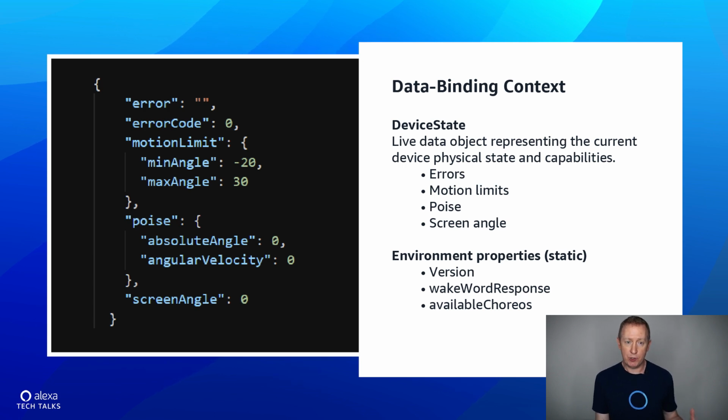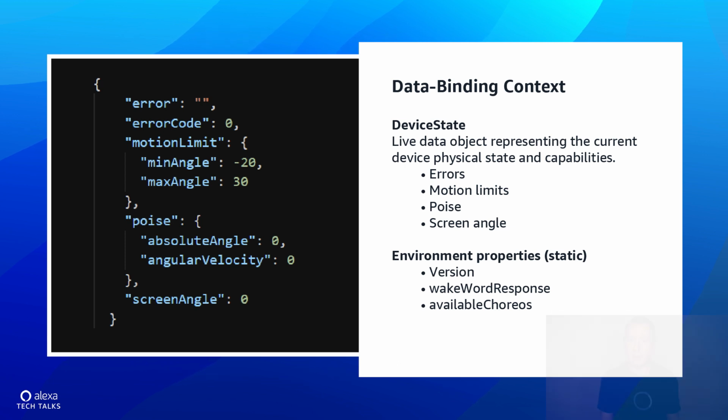And as I mentioned before, there's also environment properties that are static that you can use to query the version of the software, the wake word response that's configured, and the available choreos on the device. So if you are going to use choreos, you want to use this environment variable to make sure that the one you're planning on using is available.